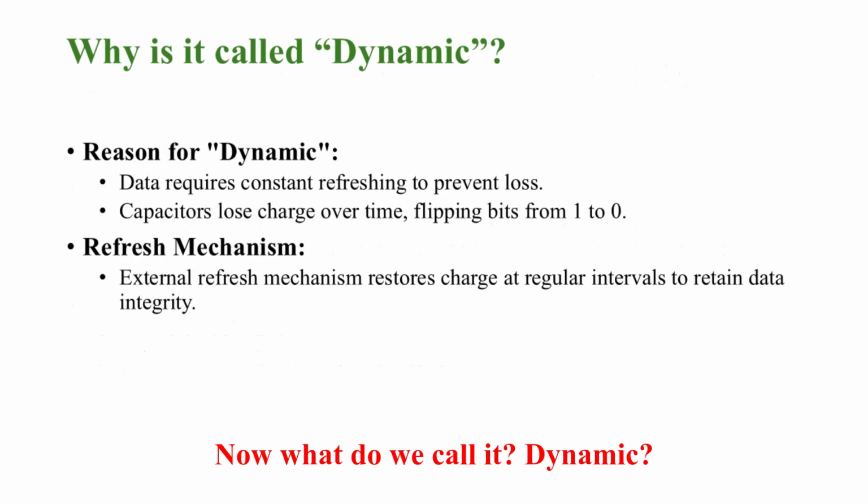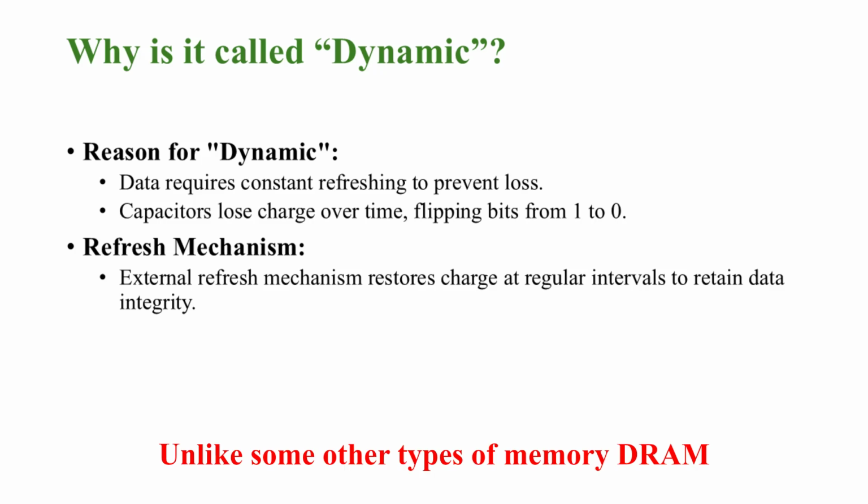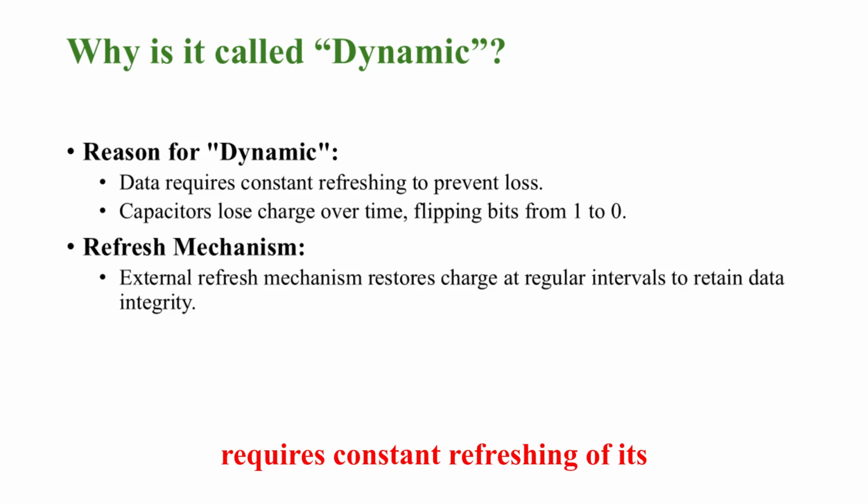Now, why do we call it dynamic? Unlike some other types of memory, DRAM requires constant refreshing of its stored data. This is because the capacitors that hold the data gradually lose their charge, which can cause the stored bits to flip, turning a 1 into a 0 or vice versa. To prevent data loss, an external refresh mechanism is used to periodically restore the charge in the capacitors. This need for refreshing is what gives DRAM its dynamic characteristic.